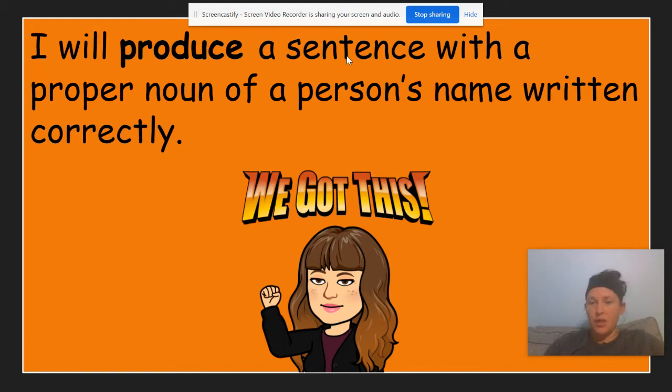It's easy enough, but your sentence has to include some things. I will make a sentence with a proper noun, and I'm going to describe in this whole presentation what a proper noun is to you guys. So you're going to make a sentence with a proper noun of a person's name written correctly. So basically when you're done with this, you're going to be able to produce and make a sentence. It's going to have a person's name, which is a proper noun, and it's going to be written correctly. You're going to have everything in the sentence that you need to make it correct.